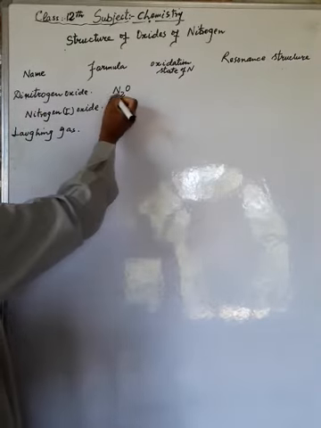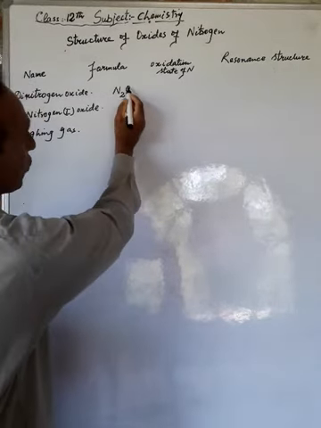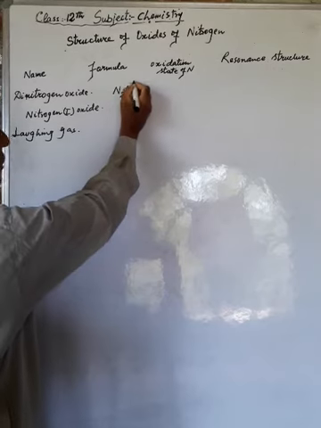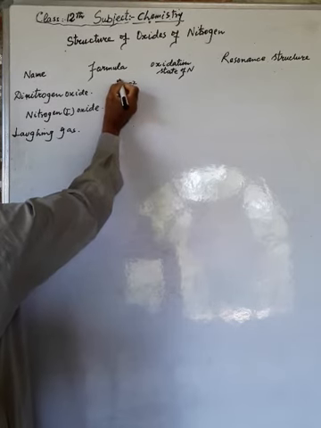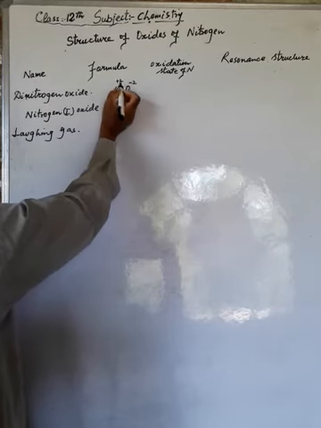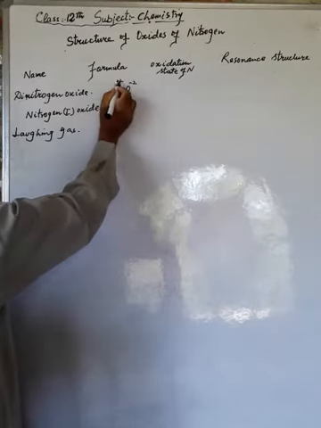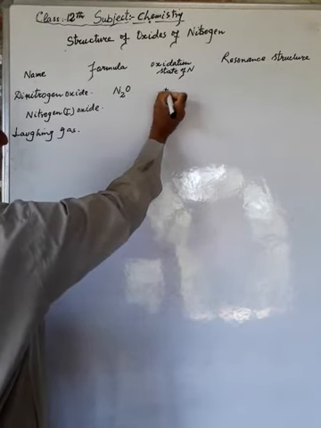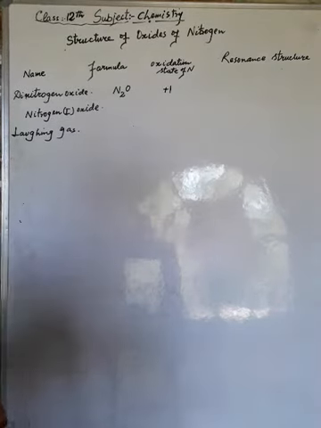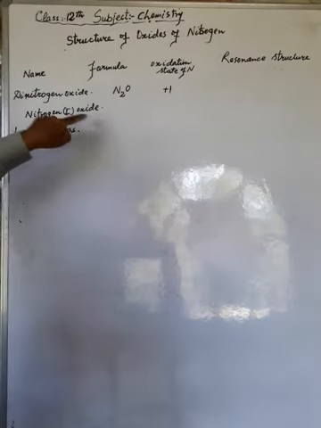The oxidation state of nitrogen is, here the oxygen is more electronegative than nitrogen, so oxygen exists in -2 oxidation state. The compound as a whole is neutral, so N2 must have +2. Because there are two nitrogens, we have to divide +2 by 2, that is nitrogen is in +1 oxidation state. This is the oxidation state of nitrogen in dinitrogen oxide, or nitrogen first oxide, or laughing gas.